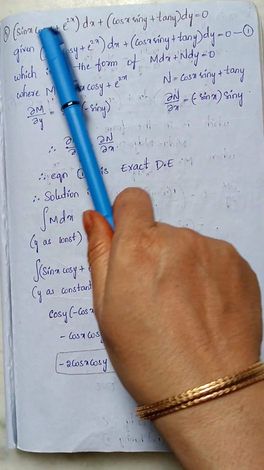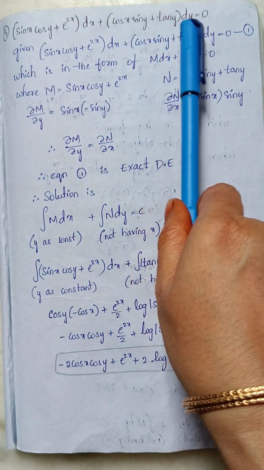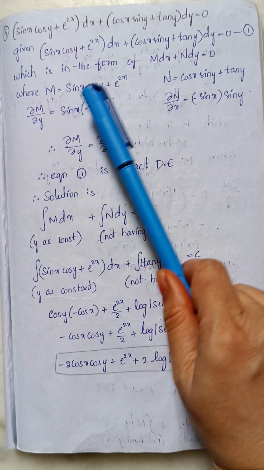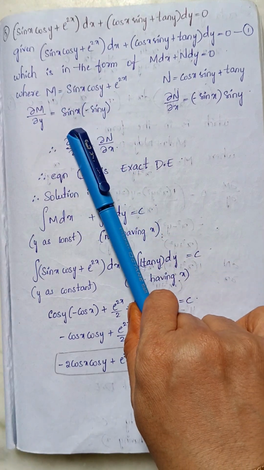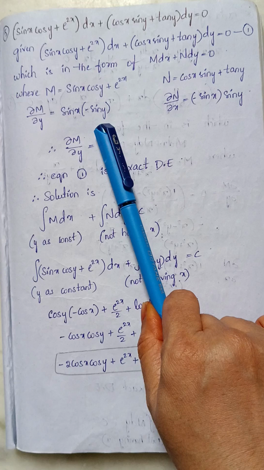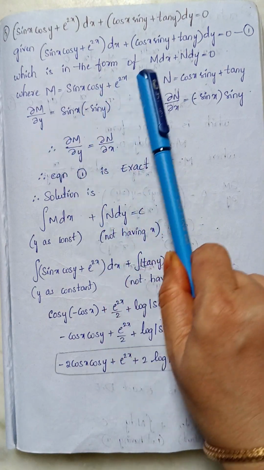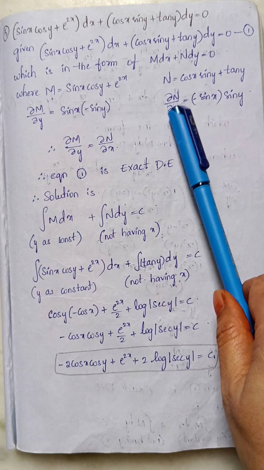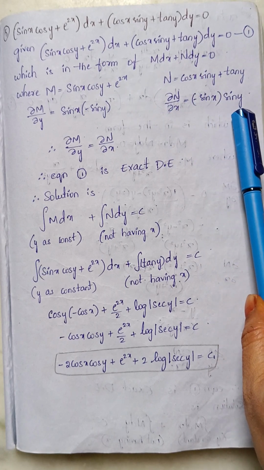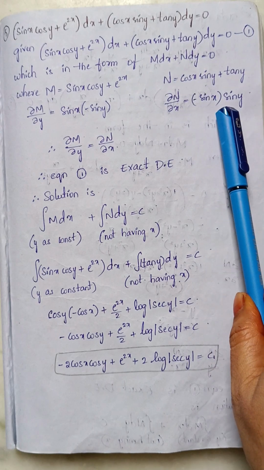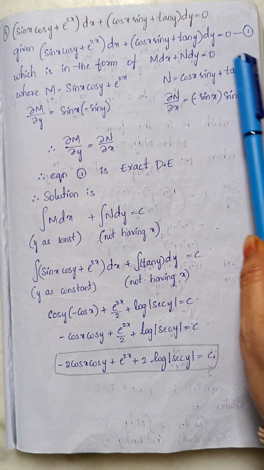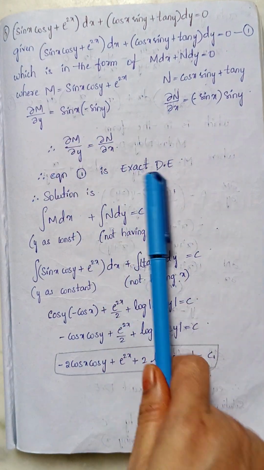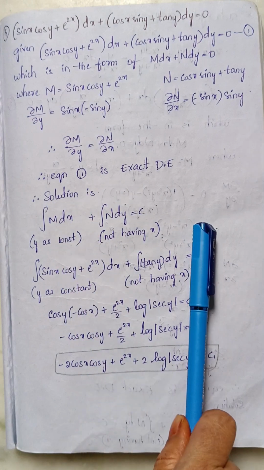Here also it is in the form of m dx plus n dy equal to 0. Write m and n values, again dou m by dou y. Here with respect to y means x is constant, so sin x is constant as it is, cos y derivative is minus sin y. And with respect to y we are doing means it is a constant whose derivative is 0. Now here with respect to x means sin y is constant here as it is, into cos x derivative is minus sin x, and with respect to x means tan y is 0, that's why it is 0. So both are same, so it is an exact differential equation and the solution is same formula.